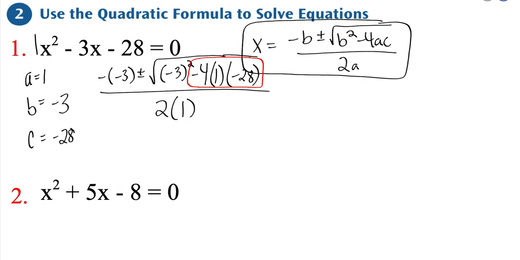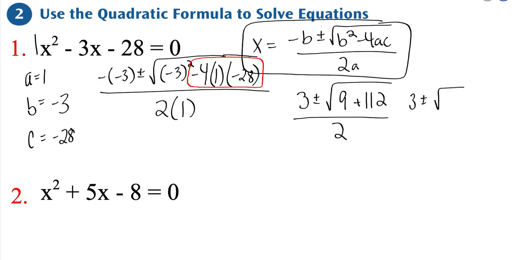Okay? So let's start to simplify a little bit here. We should have a 3 plus or minus the square root. So 3 squared, that's a 9. And make sure it's in parentheses if you're using your calculator to get those squares, because that should be a positive there all the time. And then we have a negative 4ac. So negative 4 times 1 times negative 28 will be a positive 112, all over 2a. So it's just like this. Simplified down, add the 112 and the 9. So we've got 3 plus or minus the square root of 121, over 2.